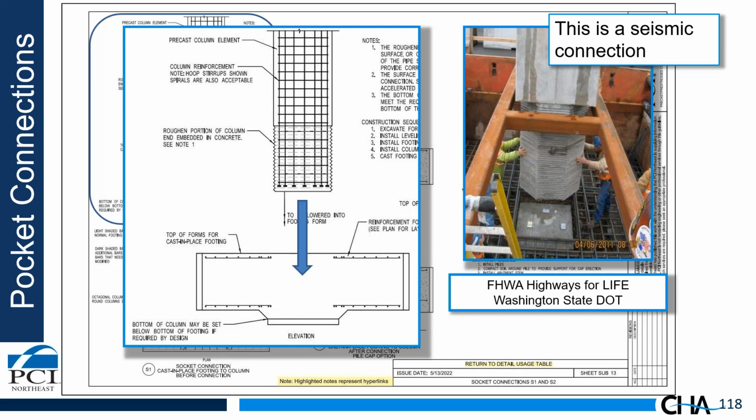The best analogy to this detail is a mortise and tenon joint in timber design. And if you've ever been in old barns, these mortise and tenon joints work very well. And the concept here was we'll do it in concrete, and it works well. This is a high seismic connection. It can be used in high seismic zones, and it was developed under a federal Highways for Life project in Washington State.